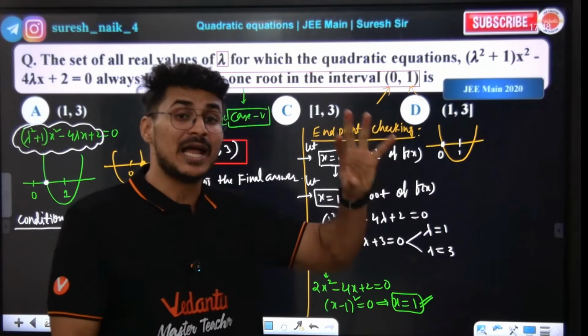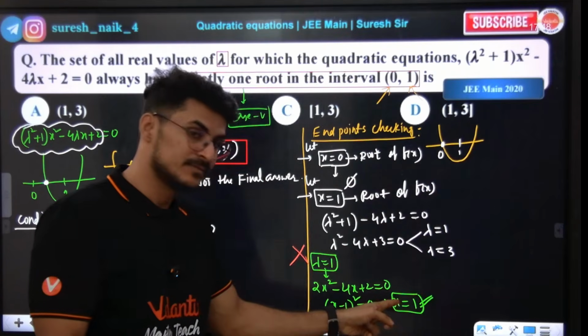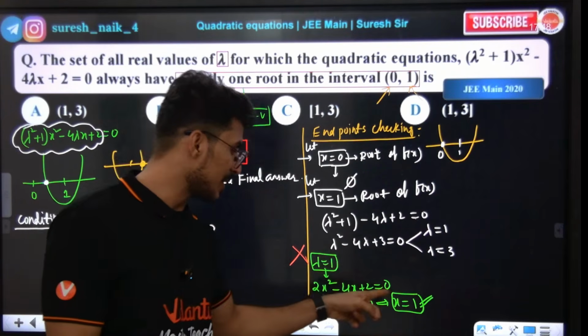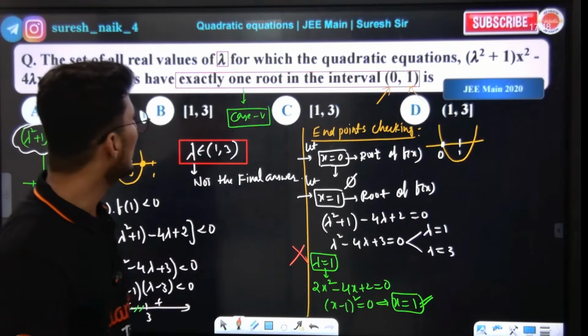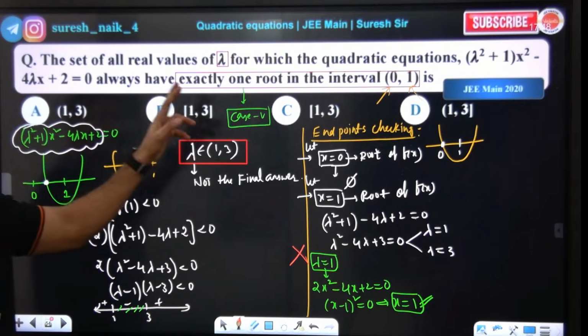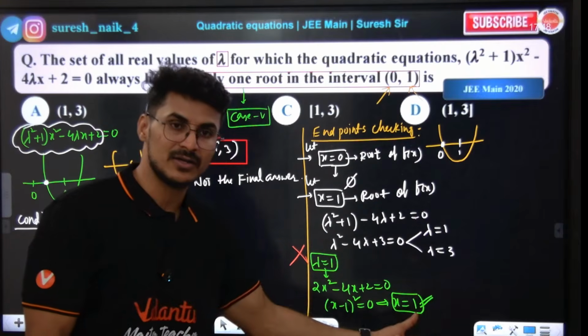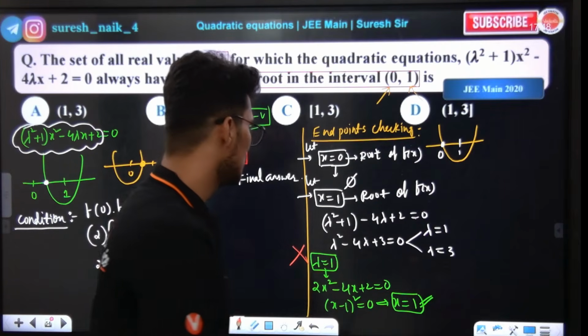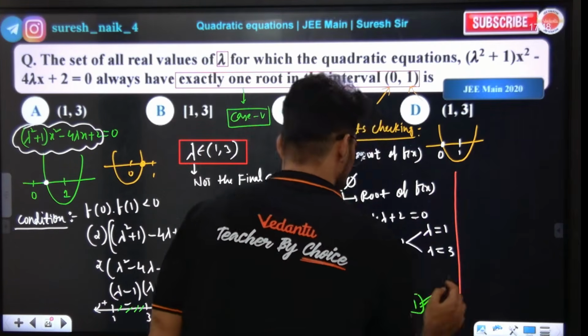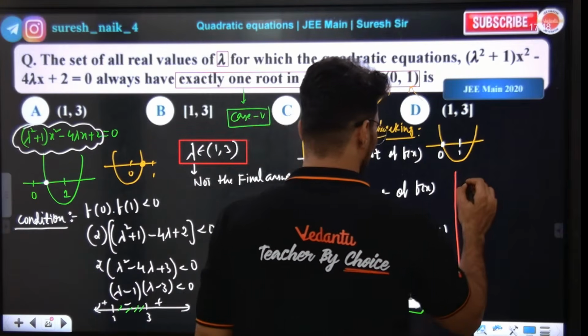I need to have a value between 0 and 1 but not 1. When I am taking lambda value 1, I am getting exactly 1 root lying in the interval, but this is not in the interval. So we should not take lambda 1. Okay, so now what will come to me if lambda is equal to 3?